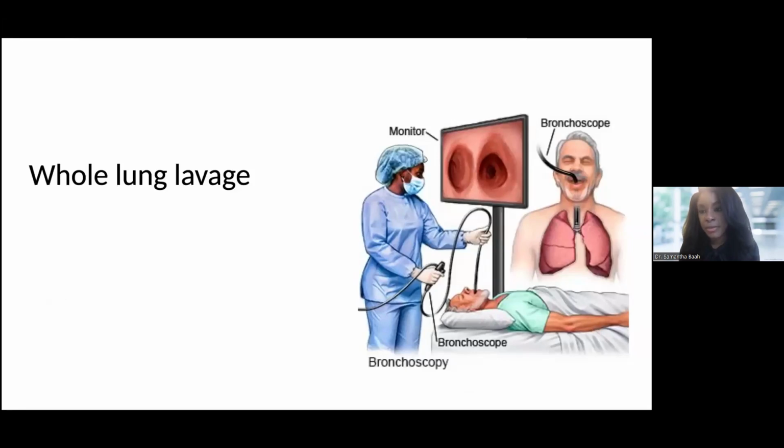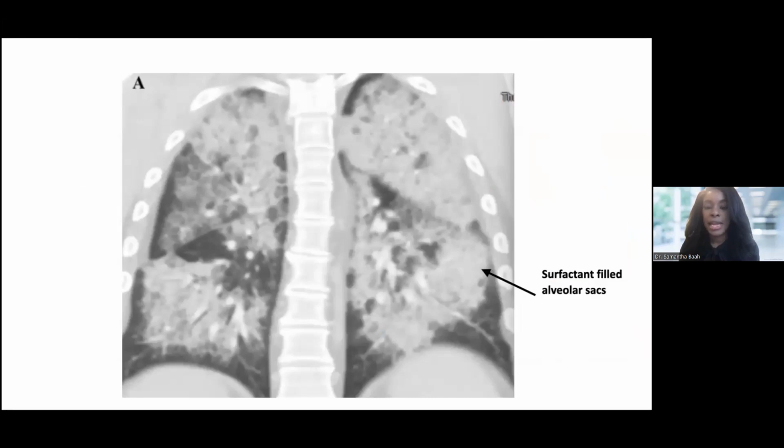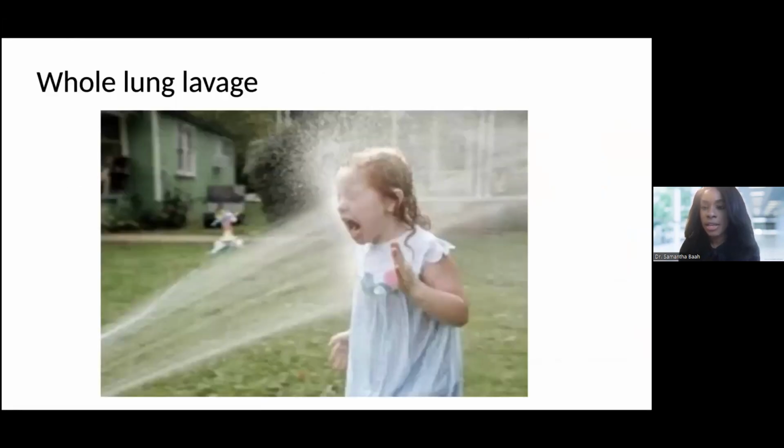So the treatment for PAP is whole lung lavage. And as you can see here, this is the alveoli. This is sort of like an alveolar pattern, how you can see the dense consolidated changes there. Whole lung lavage is essentially what this picture is, okay?